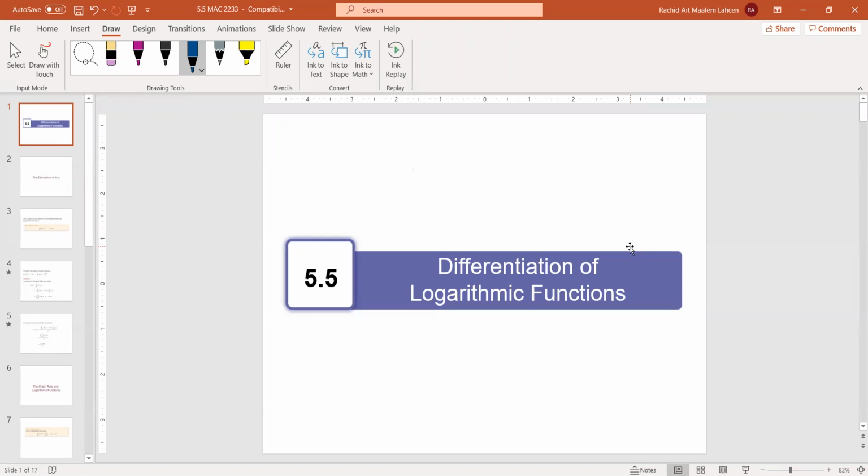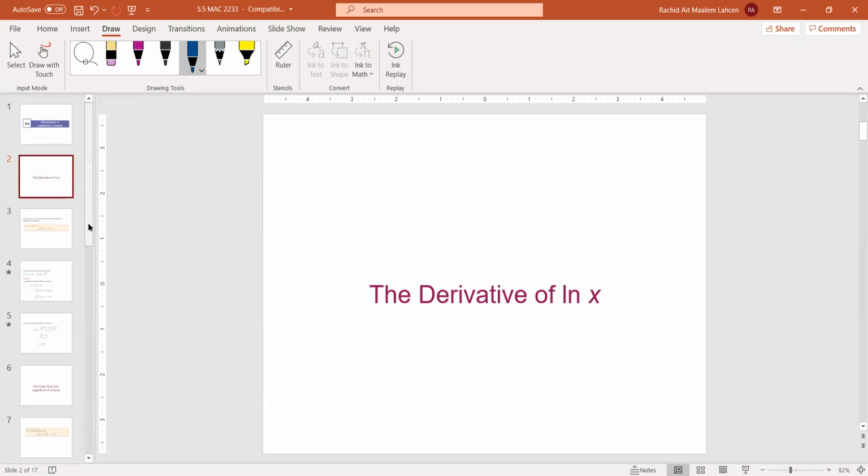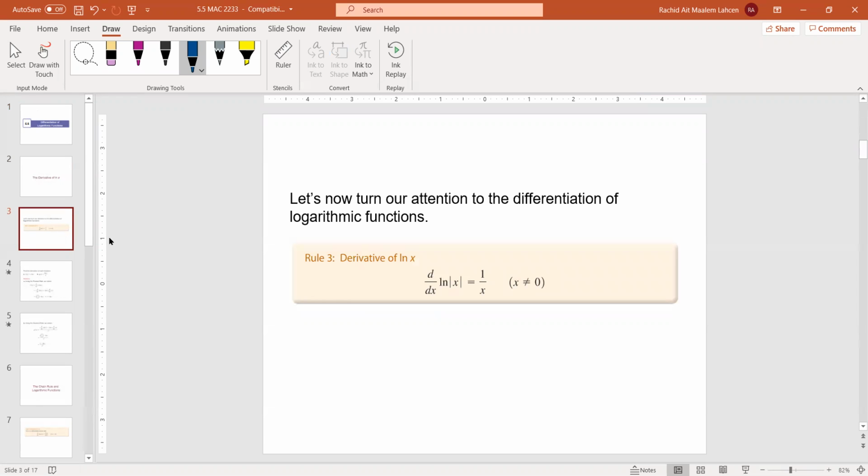Hello, everybody. This section is 5.5, differentiation of logarithmic functions. And it is the last section in this chapter. So we're going to see the derivative of natural log of x, which is here rule number 3.